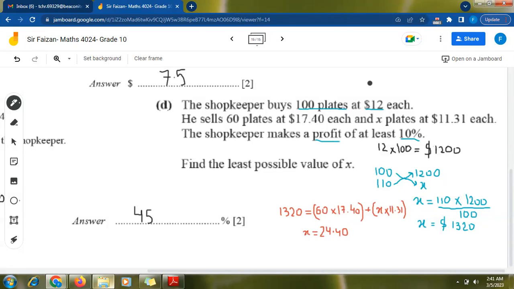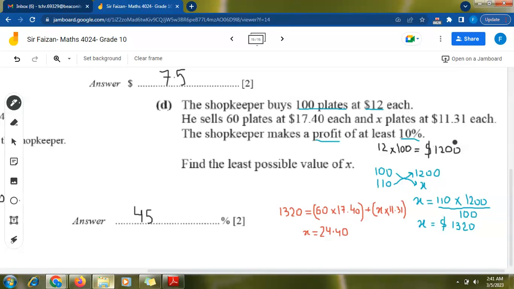Let's just look at the last part of the question. This part is the summary of the whole question. The last part says the shopkeeper buys 100 plates at $12 each. He sells 60 plates at 17.40 each and X plates at 11.31 each. The shopkeeper makes a profit of at least 10%. Find the least possible value of X.